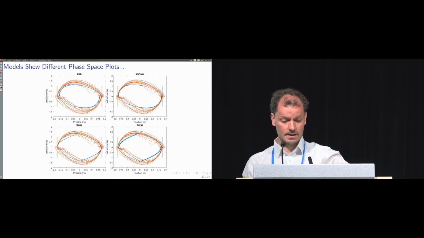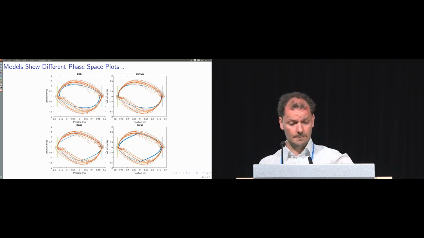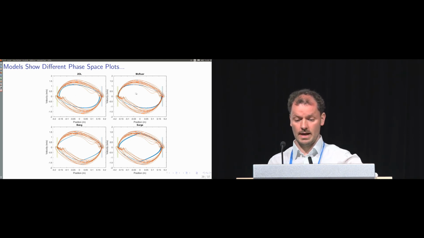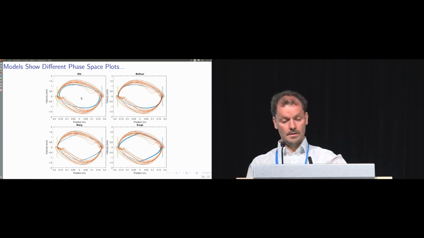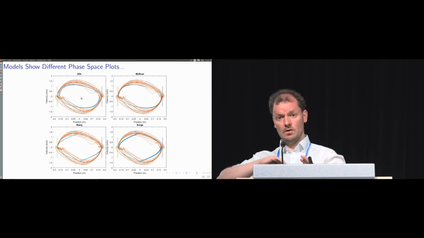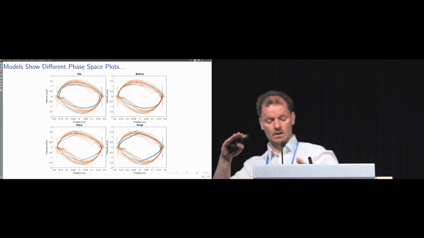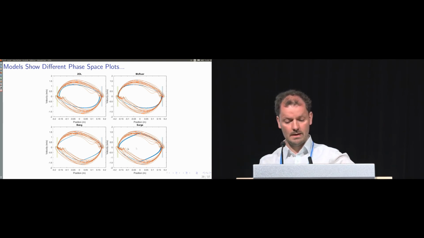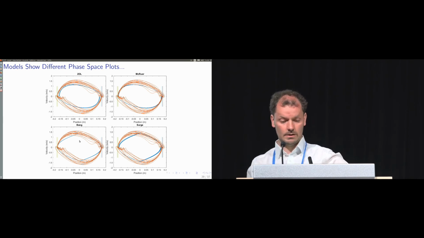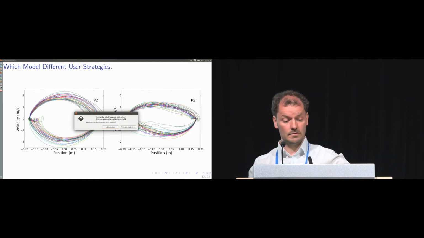We can see some more interesting effects if we look at velocity. Here you can see the user behavior as red plots again, and the model behavior as blue plots. For the upper two models, the second order lag and McRuer's model, the phase space plot is very asymmetric. So users accelerate faster, and then the model accelerates faster, and then it slows into the target. Whereas for the Bangbang model and the search model, the phase space plot is symmetric. And looking at our data set, we can see that both kinds of models are actually good models for different kinds of users.